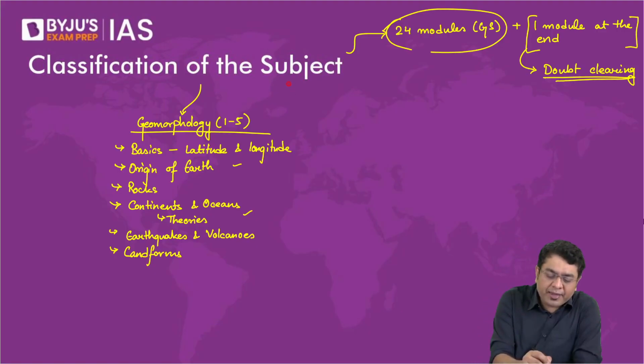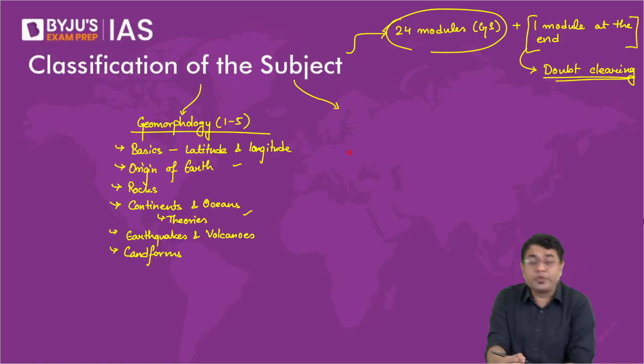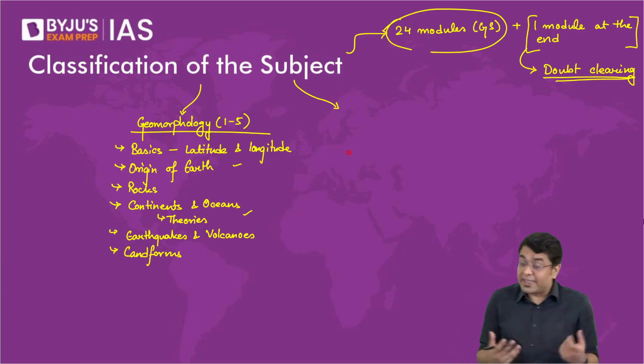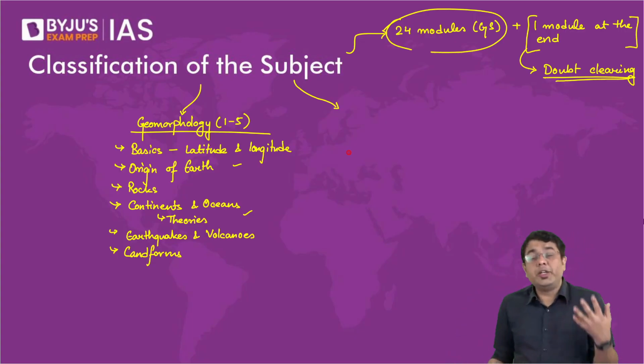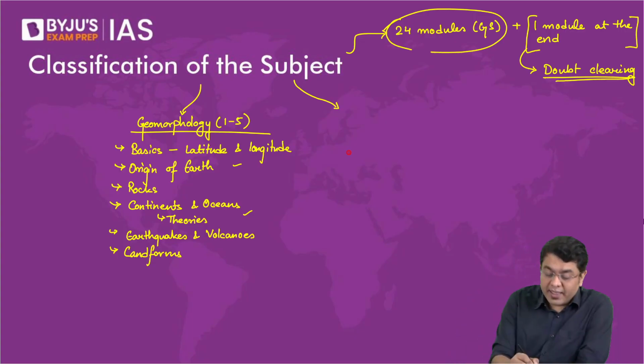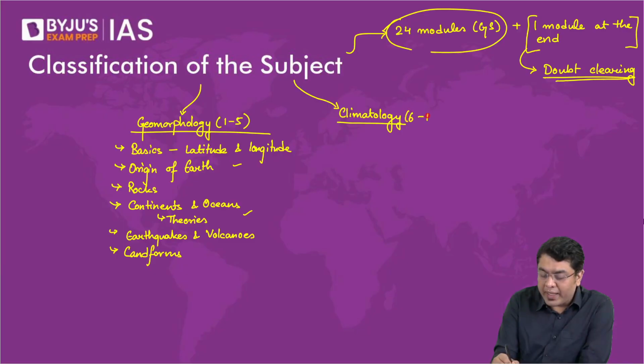Then after that, we will be coming over to the most important portion of geography as far as understanding of concepts and the variation in types of questions are concerned. And that is going to be climatology. Now, climatology we are going to cover from module 6 to module 12. That is going to be climatology.